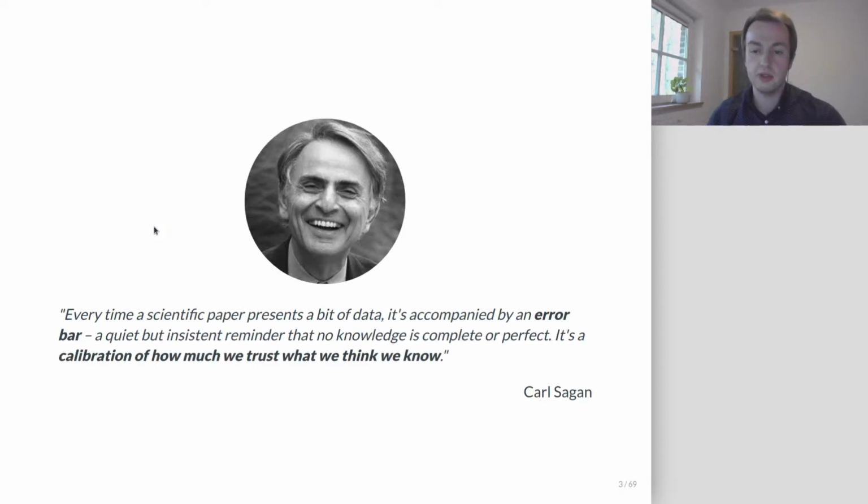All right, so I will start with a quote from Carl Sagan, who was a physicist, and it goes as follows. He says that every time a scientific paper presents a bit of data, it's accompanied by an error bar, and this error bar is a quiet but insistent reminder that no knowledge is complete or perfect, but rather that the error bar that comes with this bit of data is a calibration of how much we trust what we think we know. And that's precisely what we'll try to do today. We'll try to estimate and quantify the uncertainty that we have about, for example, the predictions of the neural networks.